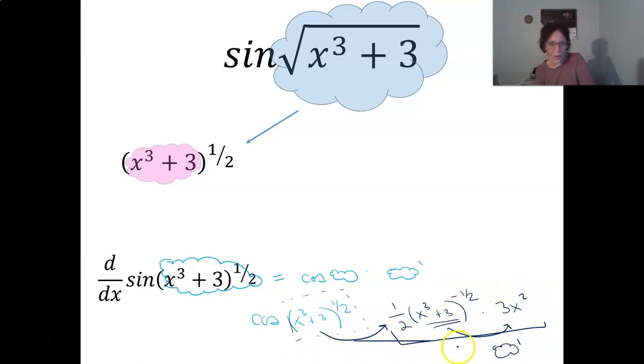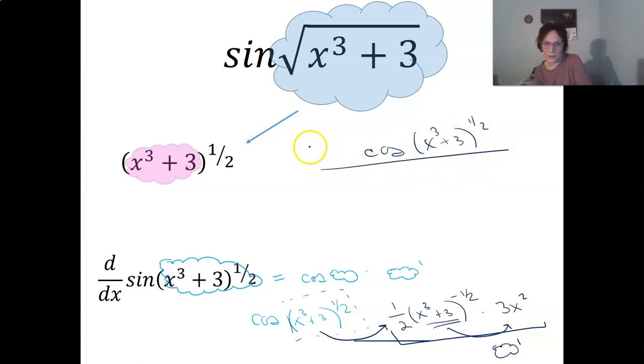In order to get cloud prime, you had to use the chain rule. So you got a big, long answer here, right? I've got a 3/2, an x squared, and a square root of x cubed plus 3 in the denominator. This is a really fun function. If you rewrite this, you have a cosine of x cubed plus 3 to the 1/2, a 3x squared up top, and a 2 and a square root of x cubed plus 3 in the bottom. It's an interesting looking function.